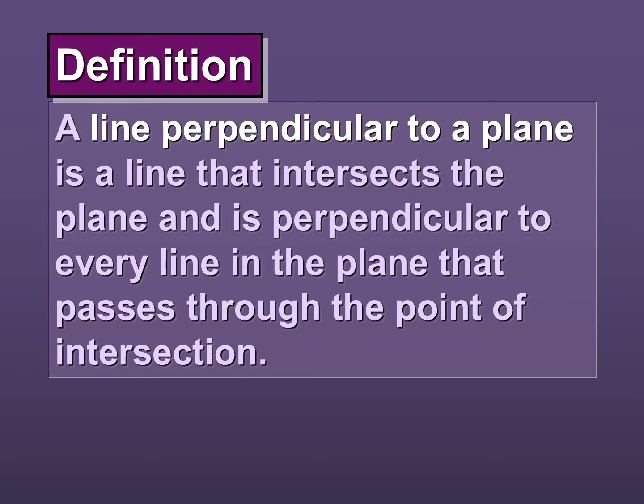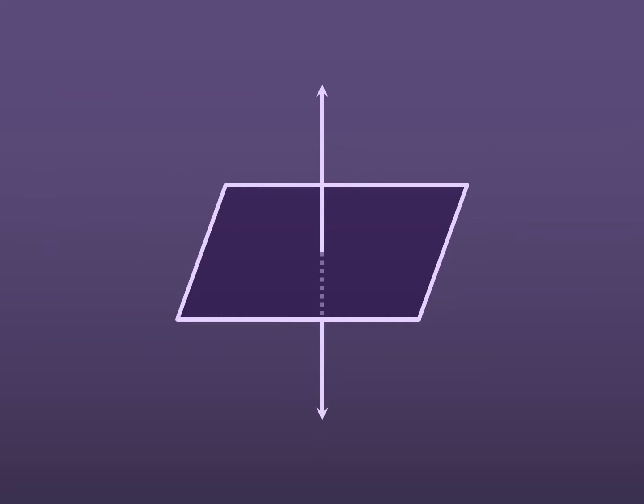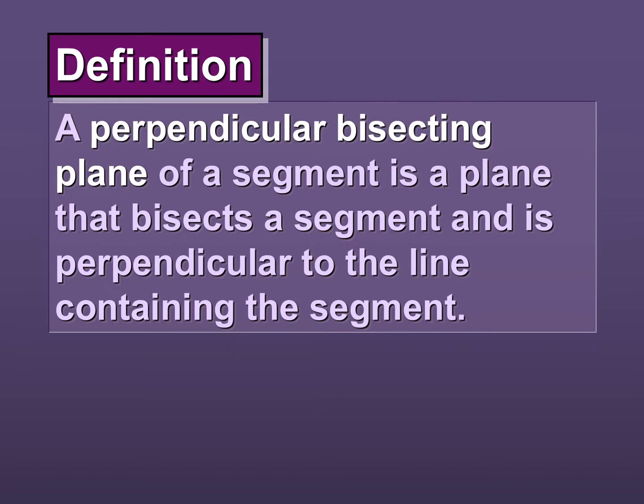So a line perpendicular to a plane is a line that intersects the plane and is perpendicular to every line in the plane that passes through the point of intersection. Here's a line that's perpendicular to the plane, which means that it's at 90 degrees. Okay, which means that any line that goes through that plane is going to be at 90 degrees to it.